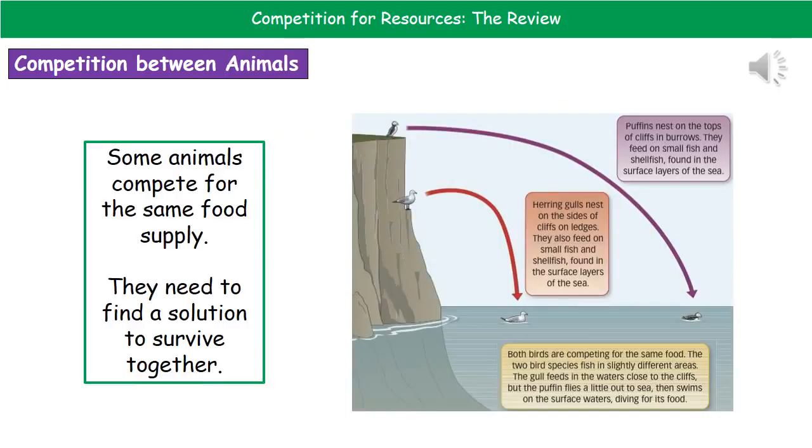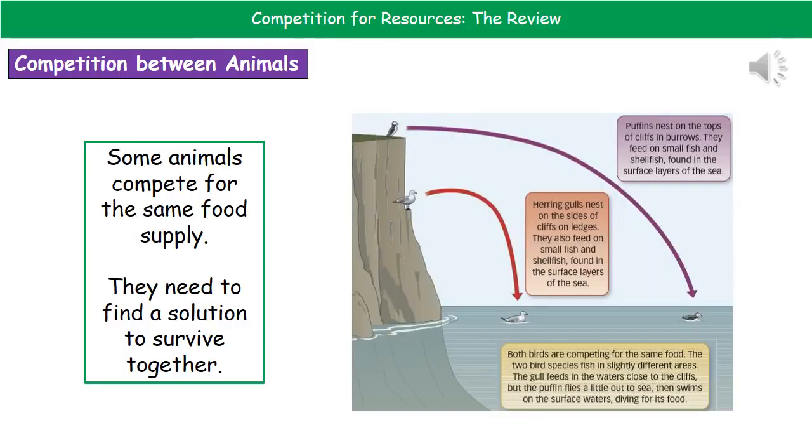If we now consider competition between animals then, what we'll find is that in some areas you've got different species of animals that are competing for the same food supply. So in order to actually be able to survive in that same area together, they need to find some kind of a solution to this problem. And what we can see in the diagram is how they actually come about this.